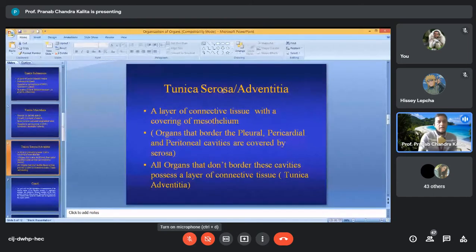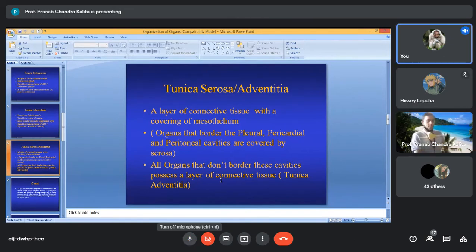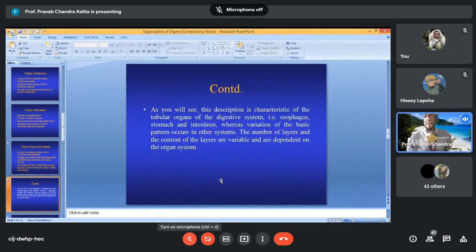Suppose in the case of the thoracic part of the esophagus or the abdominal part of the esophagus, the last tunic you have to mention is tunica serosa. But in the cervical part of the esophagus, the last tunic will be the tunica adventitia. The reason behind this is that this organ is not inside the body cavities. Is this clear?